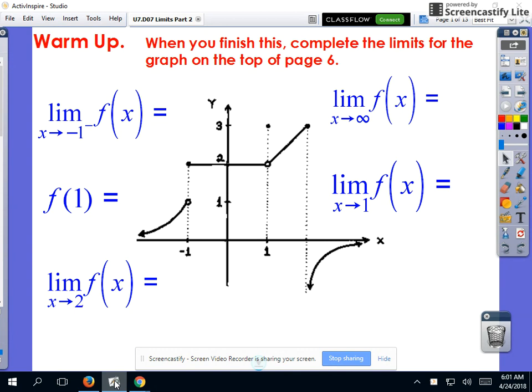But as our last lesson spoke about, we had limits graphically. So at this time, I'd like for you to pause the video and give you about 3 minutes or so to answer these limit statements, all 5 of them, and then this f of 1 as well. Pause the video now.